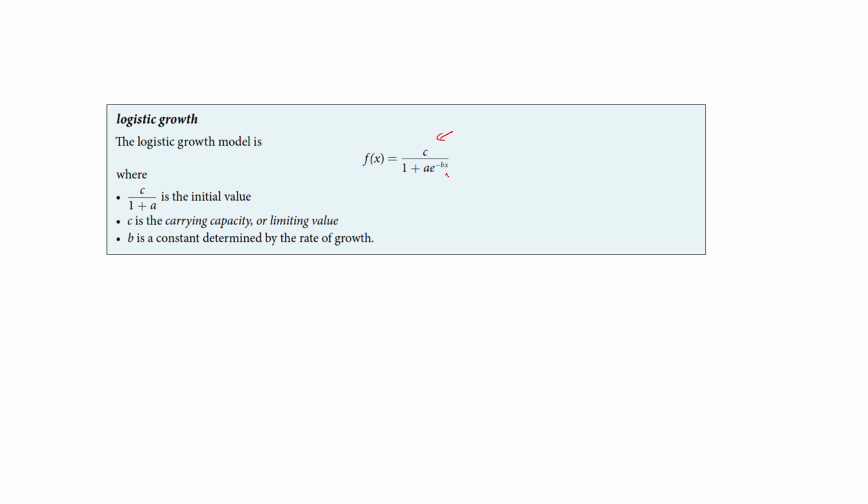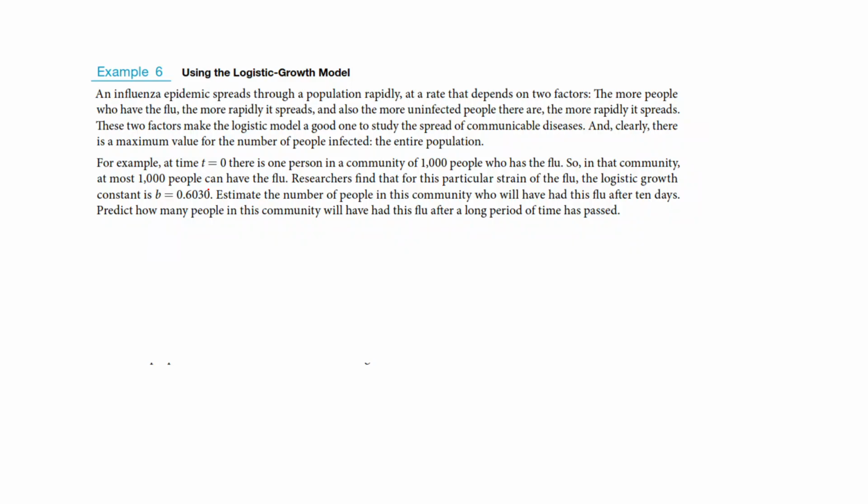B is going to be our rate of growth here. So here's our exponential. We've got the growing going on here with B. And then the C over 1 plus A is going to be the initial value. I can explain that a little better on our next screen.